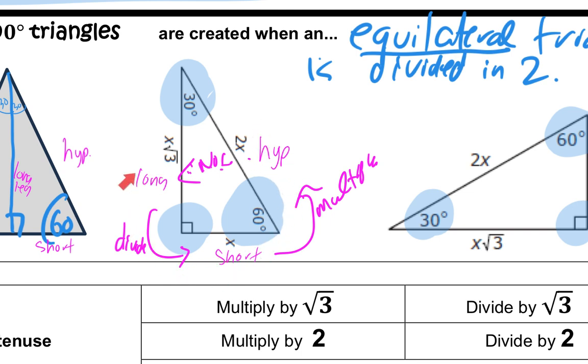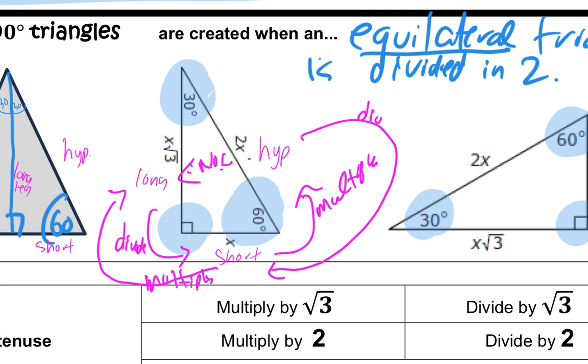So if we're going from hypotenuse to long, we're going to go from hypotenuse to short first, then from short to long. And if we're going from short to long, this way we would multiply. And if we're going from hypotenuse to short, we would divide. It'll make sense in just a moment because we're working with factors. So if we're going from a bigger number to a smaller number and working with factors, it has to be either dividing or multiplying.